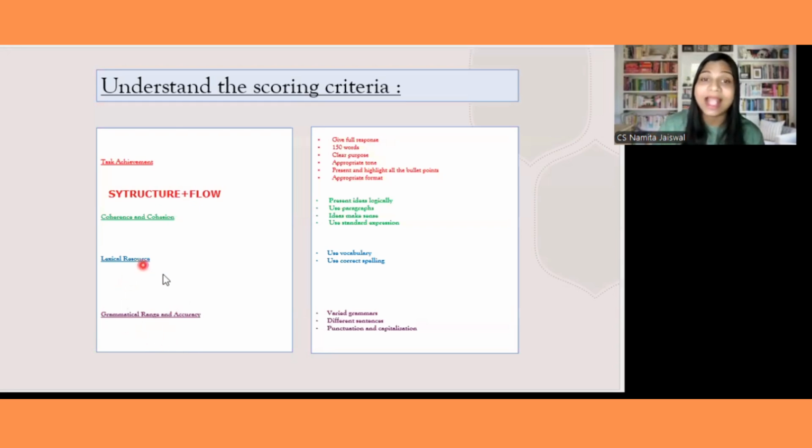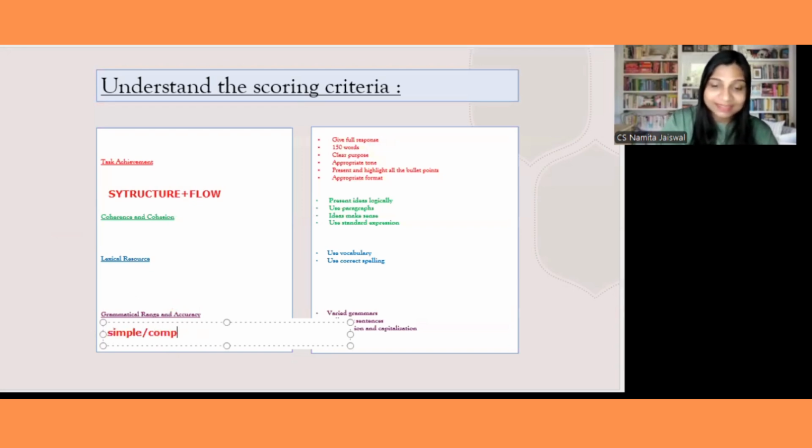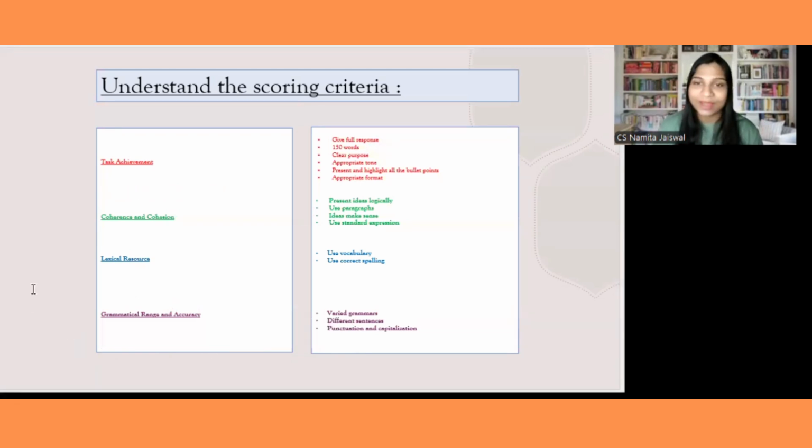But that is grammatical accuracy. What is grammatical range? Grammatical range here refers to different sentence structure. So when you're writing, you have to see that your sentences are simple, you have compound sentences in your answers, and you have complex sentences in your answer. So that is something you have to understand and go for it, right?